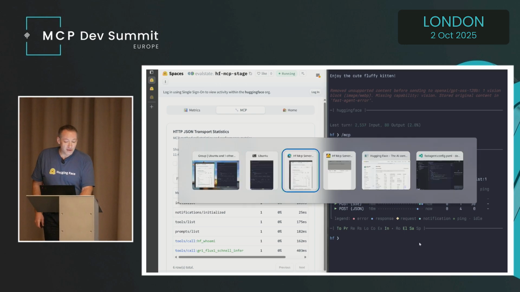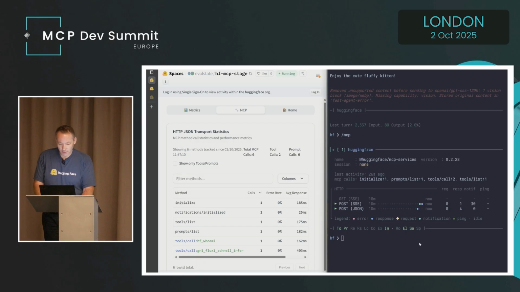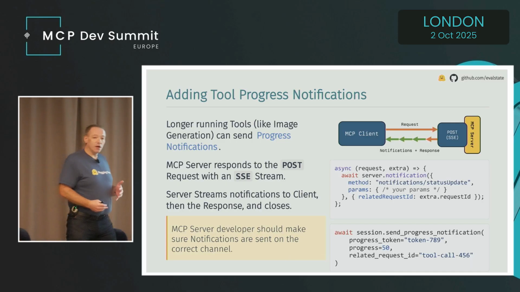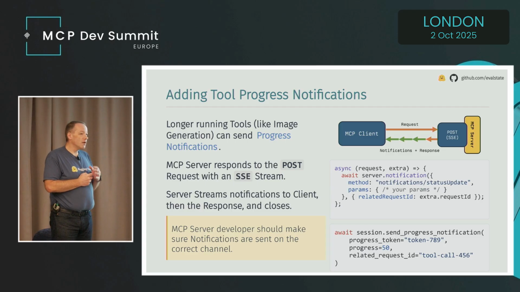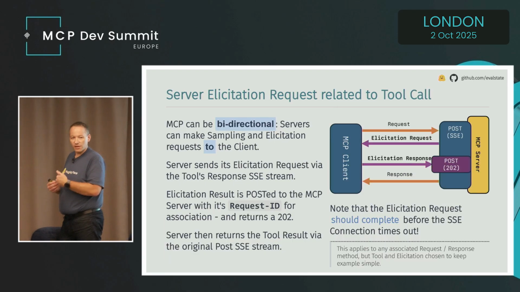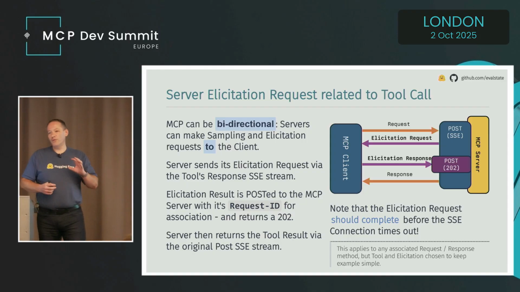So up to now, this is all actually very, very straightforward. We simply need to make that decision when we get the request. Now, as we know, MCP is actually bidirectional. Yep.